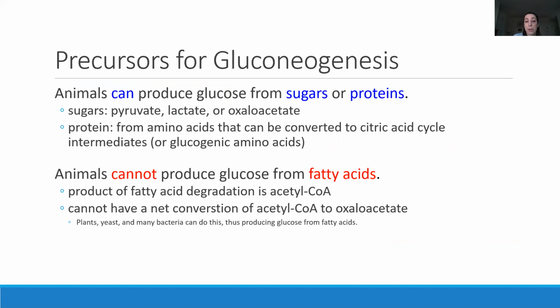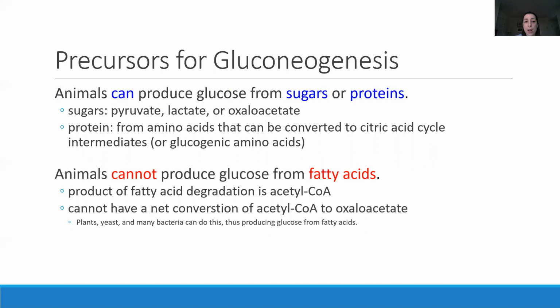Animals can produce glucose from sugars or they can produce it from proteins. So they can take things like pyruvate, which we just talked about. If you have excess pyruvate, they can take lactate if they made lactic acid, or they can take oxaloacetate. And they can also take amino acids from various intermediary steps to then build up glucose. But they cannot produce glucose from fatty acids. This is a key point.